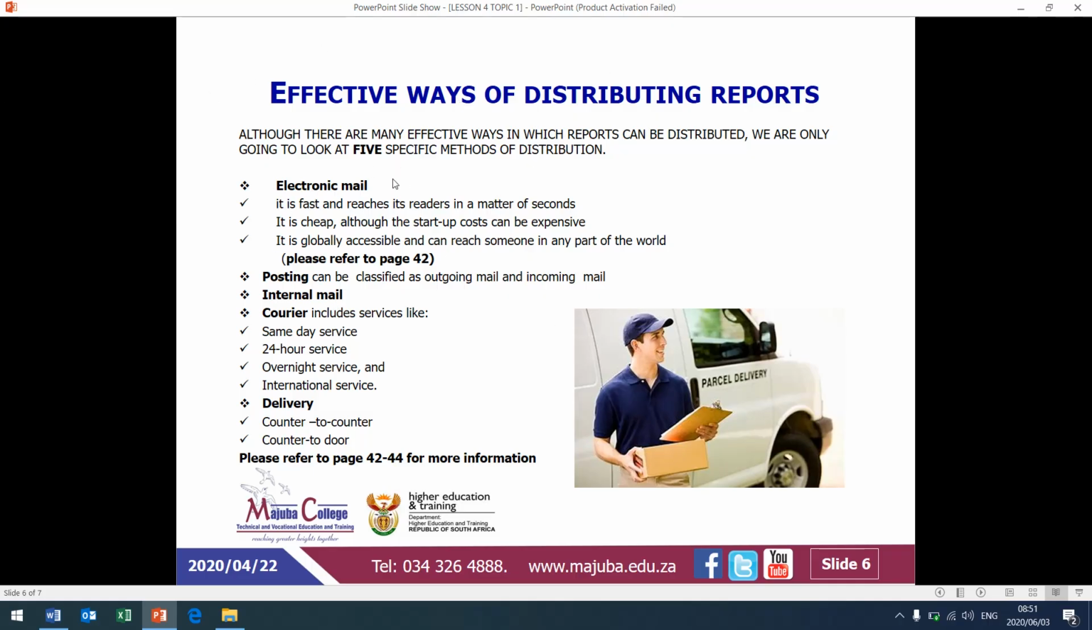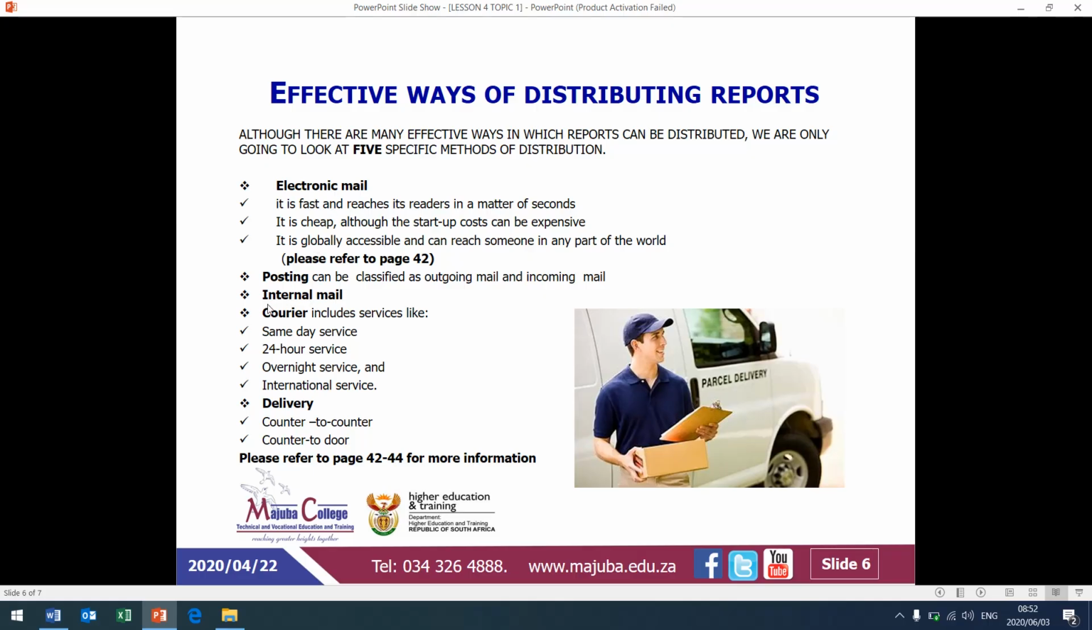Okay, in Office Practice Level 4, we have 5 specific methods of distribution. That is electronic mail, posting, internal mail, courier delivery, and delivery. So here in electronic mail, please refer to page 42. That is where you will find out more, because here we've got the pros and cons of electronic mail, meaning the advantages and disadvantages of sending a report via email. So please, it is a must that you refer to this page to find more information.